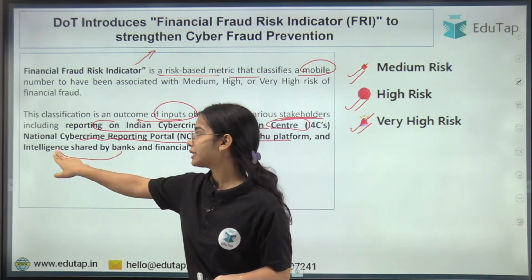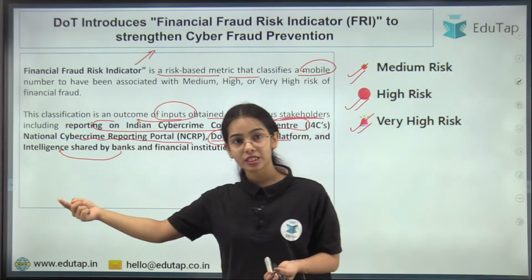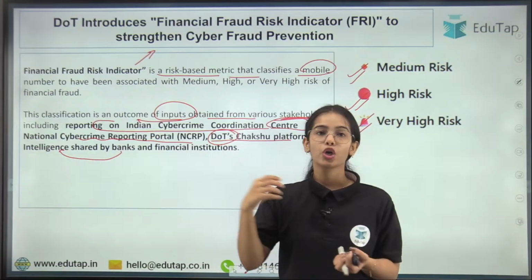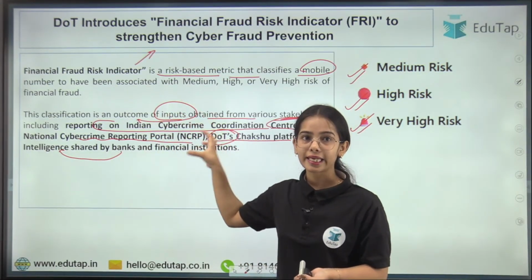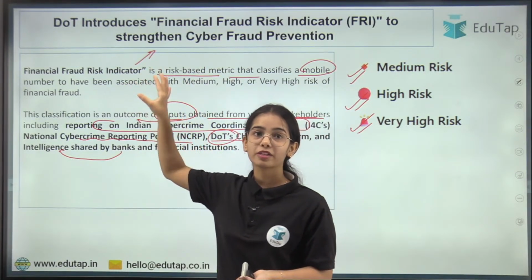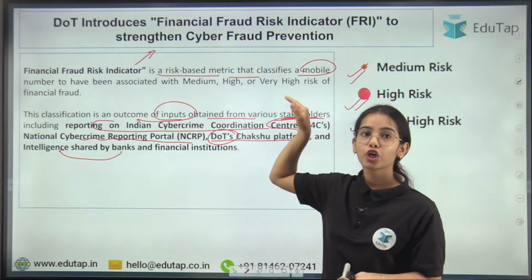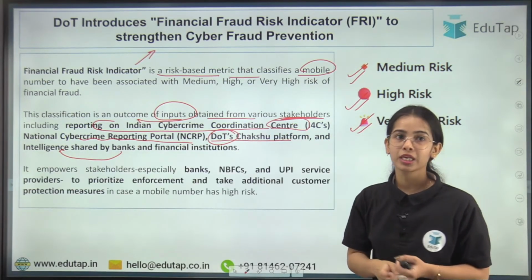Let's say banks have shared the intelligence that through this account, through this number that was connected with this account, the fraud has happened. Financial institutions also can share the data. So all the data that is collected by these different platforms will be used by the Financial Fraud Risk Indicator to classify the mobile number as medium risk, high risk or very high risk. Okay, this is the idea.